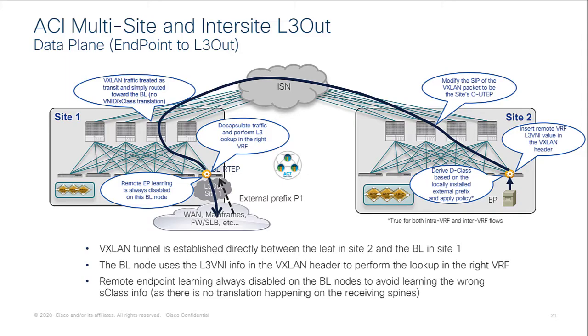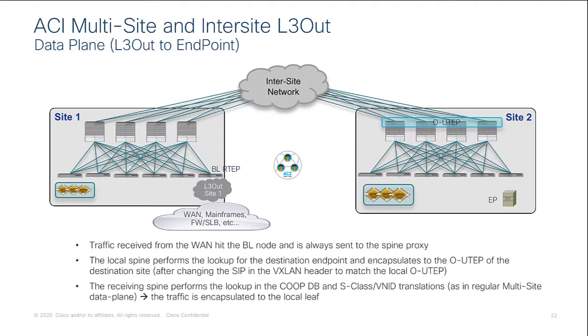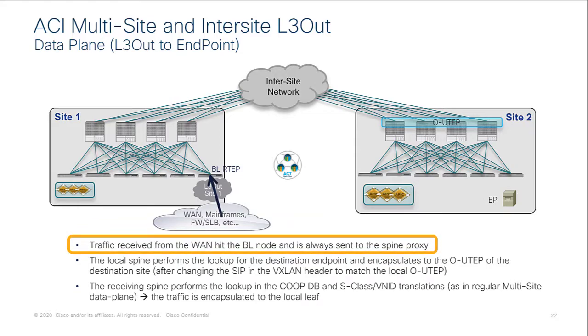So there is no federation between these two fabrics, and so that class ID is meaningless in site 1. So we avoid the problem altogether by not learning the endpoint information on that border leaf. Which basically means when the external client sends the traffic back destined to the endpoint, the packet gets to the border leaf. The border leaf doesn't have specific endpoint information, so it will basically send the packet to the local spine, following the proxy path.